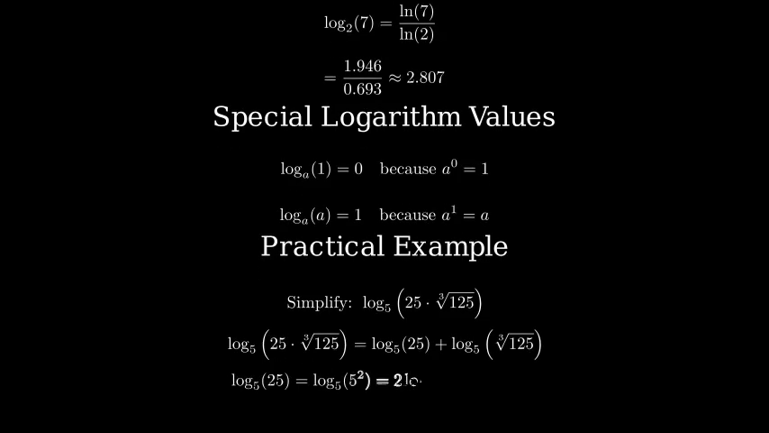For the first term, we can use the power rule, since 25 equals 5 squared. Log base 5 of 25 equals log base 5 of 5 squared, which equals 2 times log base 5 of 5, which is 2 times 1, or simply 2.